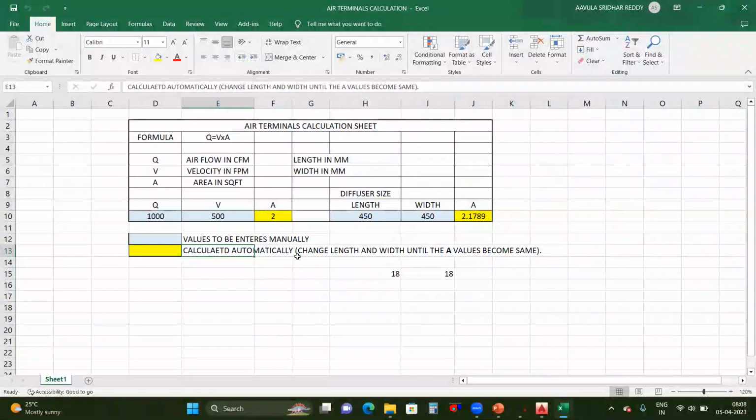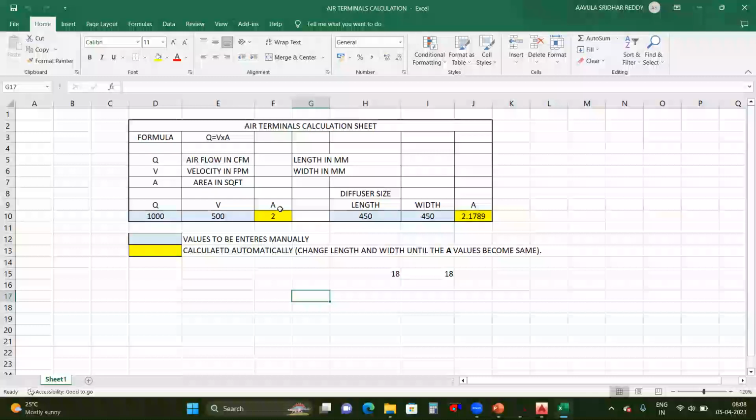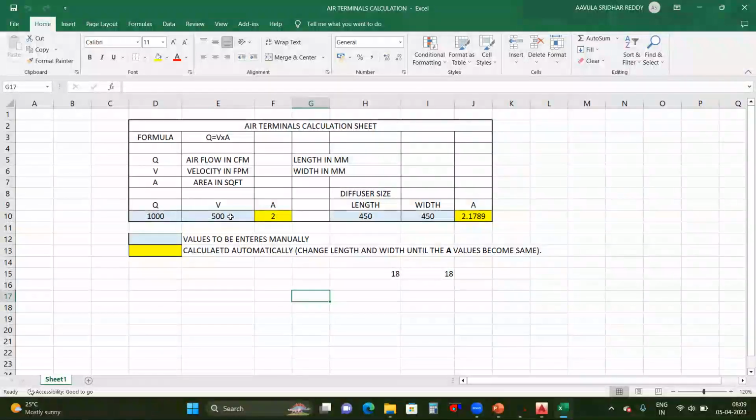Okay, and also change length and width until the A value becomes the same. We need to change the A value until it becomes the same as this A. So whenever we enter the values Q and V, we need to check this area and that area. So here we need to enter the length and width, and change them till this area reaches the same.